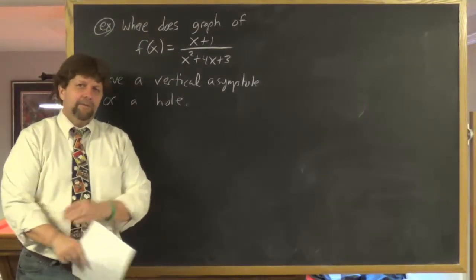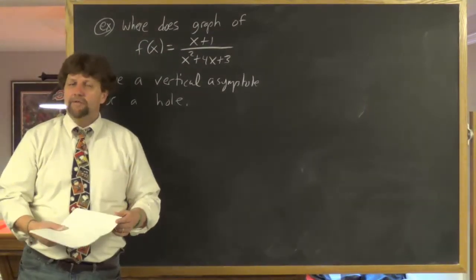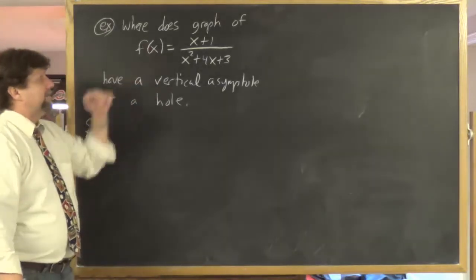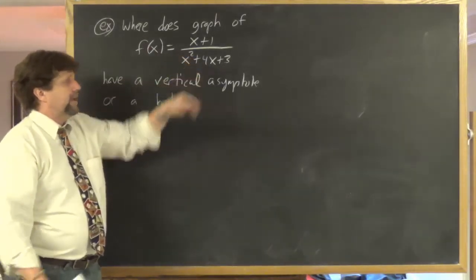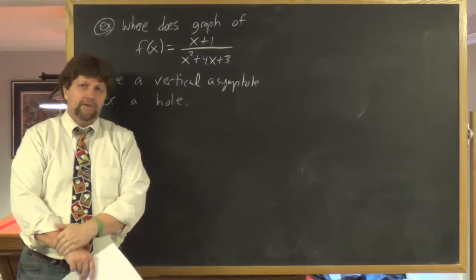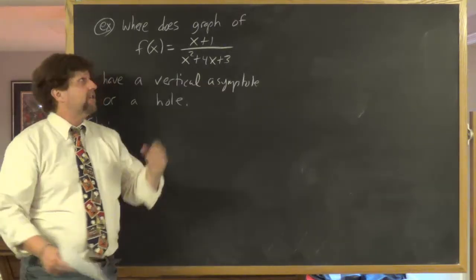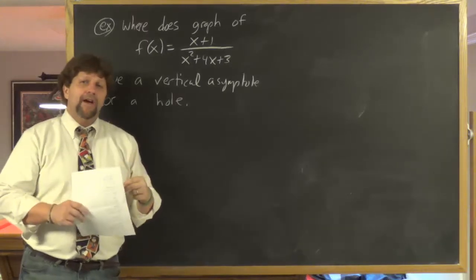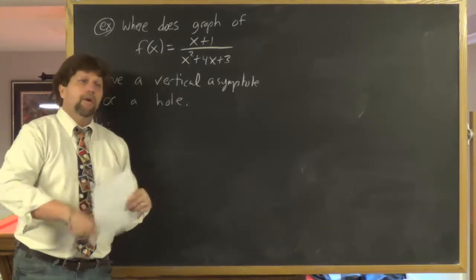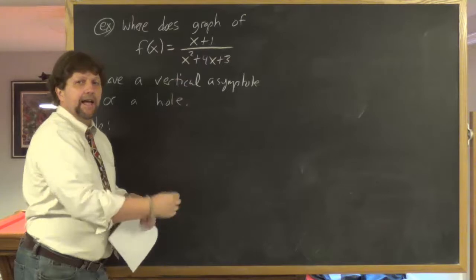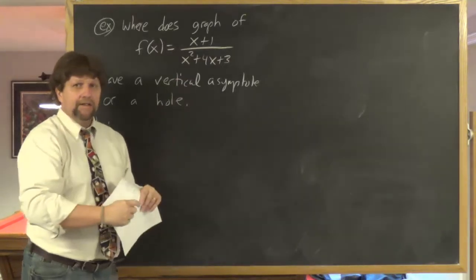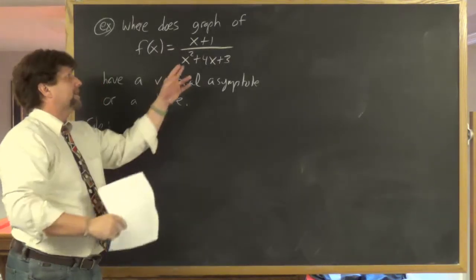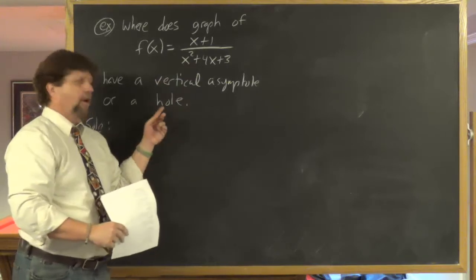Alright, here we are next. We're building up to, eventually we're going to graph these rational functions. So I've given you a rational function, x plus 1 over x squared plus 4x plus 3. And quite simply the question is, where does the graph of this rational function have a vertical asymptote, which would be like a dashed line that the graph would not cross, or where does the graph of the rational function have a hole in the graph?